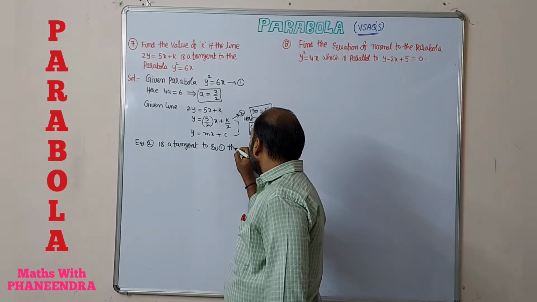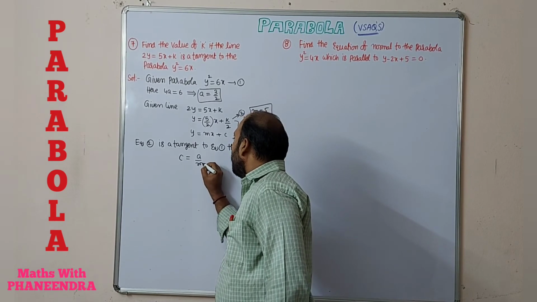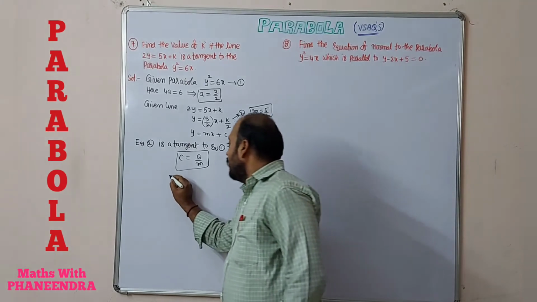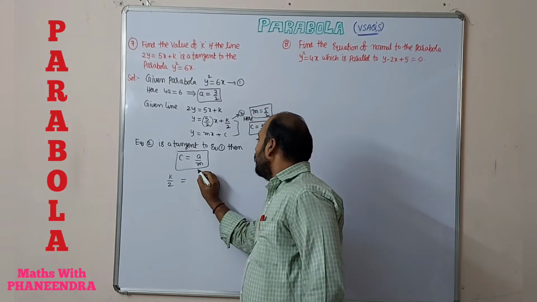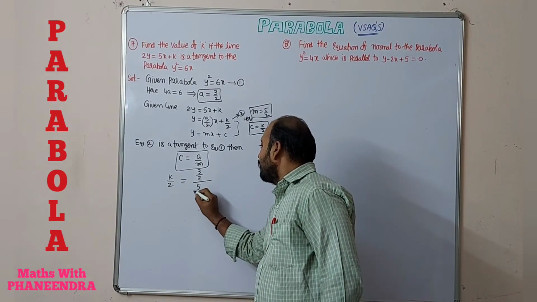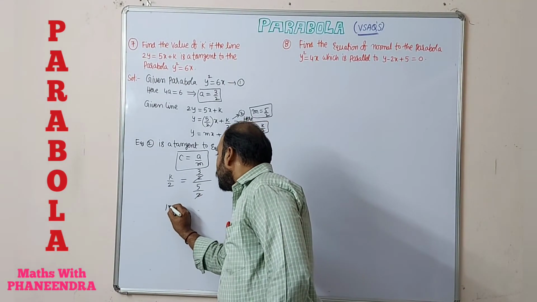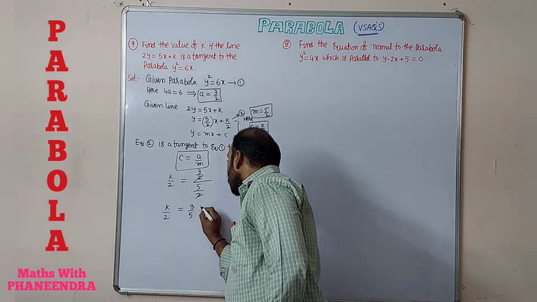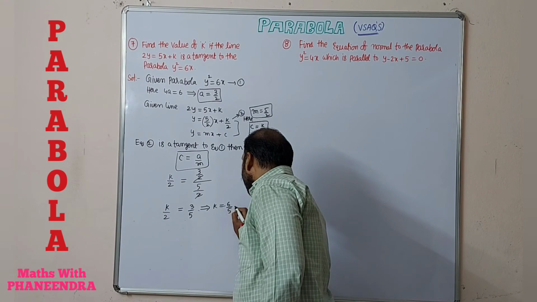Then c is equal to a by m. This is a very important formula. C value k by 2 is equal to a value 3 by 2 by m value 5 by 2. So here the 2s get cancelled. K by 2 is equal to 3 by 5. So that implies that k is equal to 6 by 5.